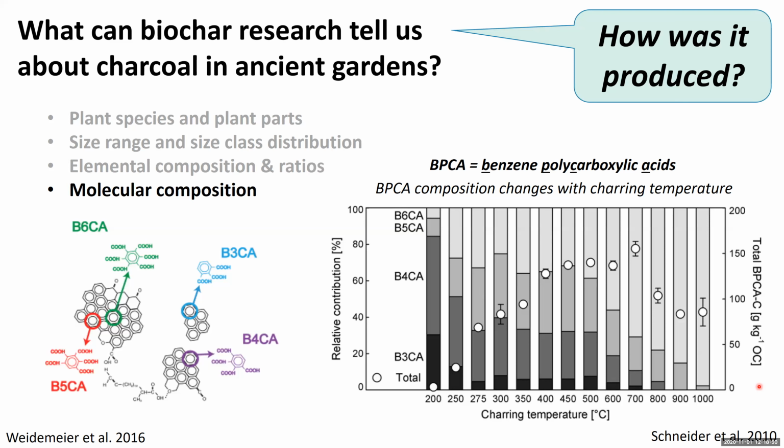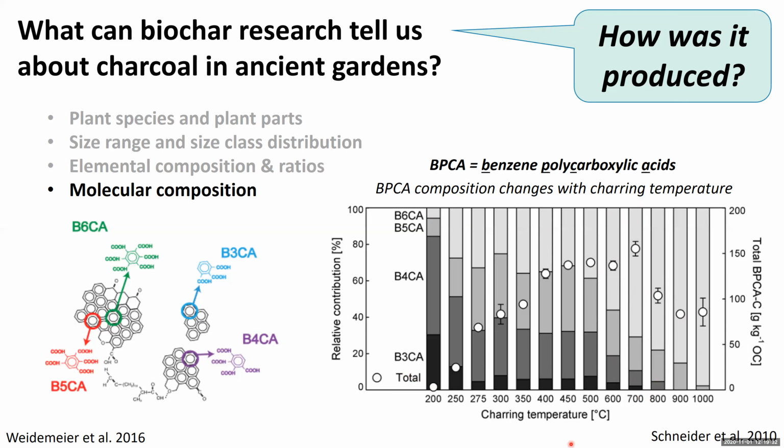So this shows us that low temperature chars contain a very small amount of total BPCA. But when we measure the BPCA composition, it's dominated by these smaller, less condensed forms. In contrast, chars formed at higher temperatures contain a much higher amount of total BPCA, and the BPCAs are dominated by these B6CAs, which are the molecular markers of higher temperature char. And these higher temperature chars have very low amounts of B3CA.